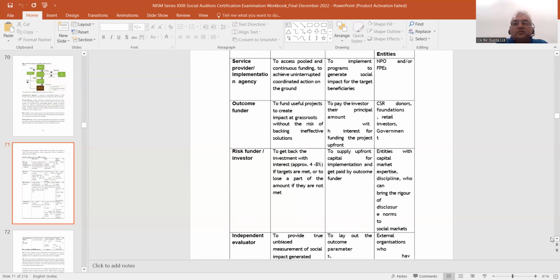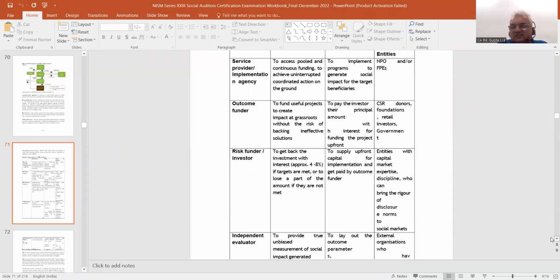So what they will do is get back the investment with interest, approximately 4 to 8%, if the targets are met, or lose a part of the amount if they are not met. Because they will be funding, they will be getting some sort of interest also, because sometimes their money may be lost. Suppose the NPO was not able to give the desired impact, then their money may be lost. So they will get back the investment with interest, say approximately 4 to 8% if targets are met, or lose a part of the amount if they are not met.